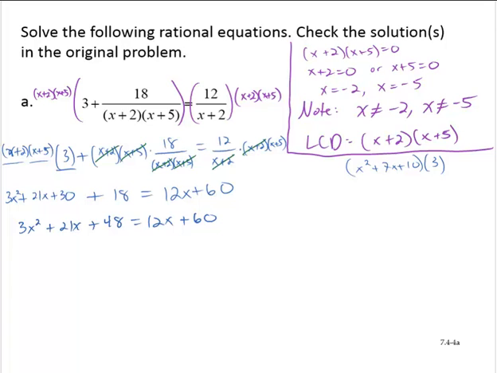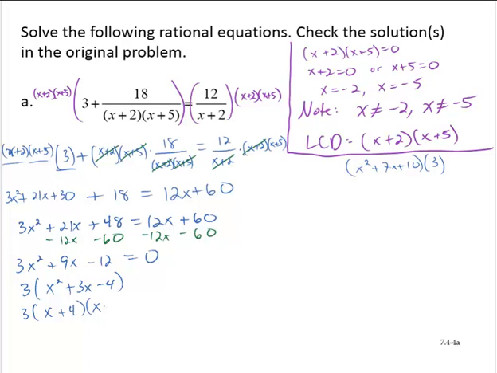Now I will subtract 12x and subtract 60, yielding 3x squared plus 9x minus 12 is 0. So I've got this quadratic equation. It's in the standard form, and now I'll start factoring. The trinomial is 3 times x squared plus 3x minus 4, and that factors further. It's 3 times (x plus 4)(x minus 1).